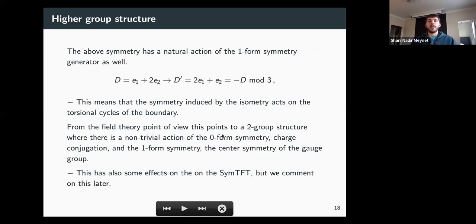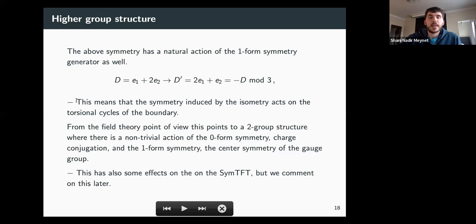Very good. And now let's see how this symmetry can participate in a higher group structure. As I said before, it is helpful to have at hand the one-form symmetry divisor, this compact divisor associated to the torsional cycle, because now we can see that the isometry, the biholomorphism I described, has a non-trivial action on this divisor, exchanging E1 and E2, with the effect of changing this divisor from D to minus D, counting it modulo 3, because the torsional cycle is a Z3 cycle, so it only counts mod 3.